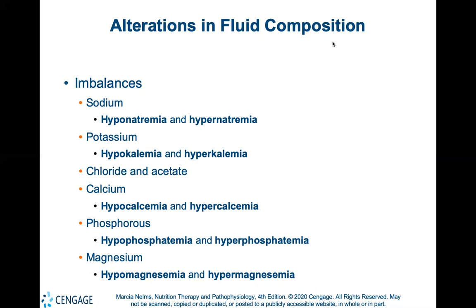Most signs and symptoms associated with hyperphosphatemia are results of concurrent hypocalcemia. Let me say that again. Most signs and symptoms associated with hyperphosphatemia are results of concurrent hypocalcemia. Hyperphosphatemia is defined as serum levels greater than 4.7 milligrams per deciliter.